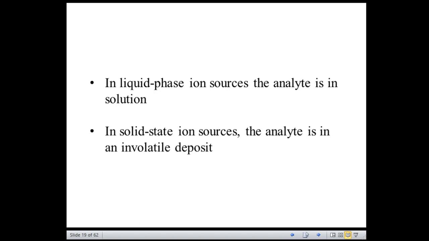So we have the electrospray method, the atmospheric pressure chemical ionization method, and the atmospheric pressure photoionization method. All three methods correspond to this type of ion sources or ionization sources: electrospray, atmospheric pressure chemical ionization, and atmospheric pressure photoionization.